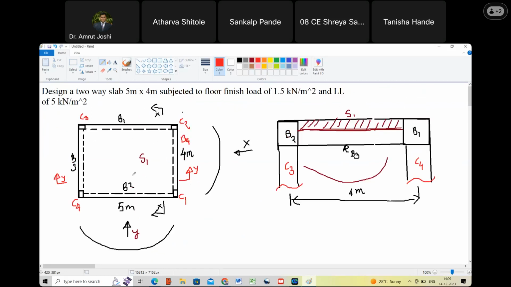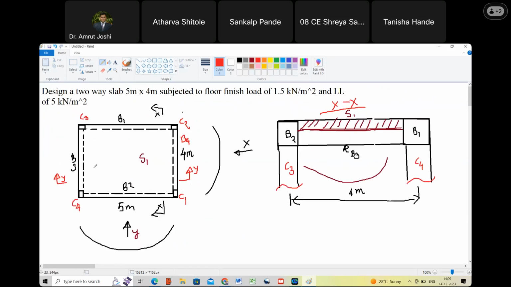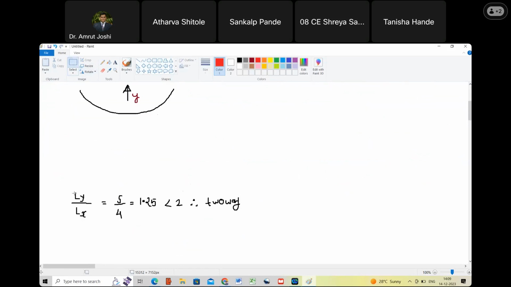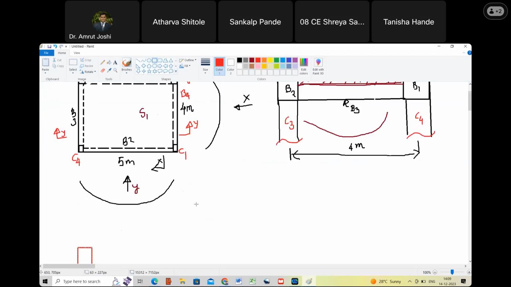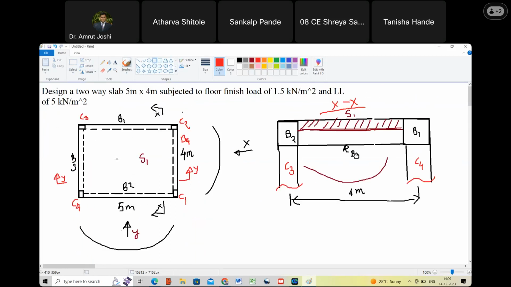Now, when you are taking section YY, this is section XX. When you take section YY, which columns will you see? You are going to see column number C3 and C2, isn't it? Yes, sir. So let me draw that column C3 and C2. So this is C3 and let us say this is C2. Are you with me? Yes, sir.